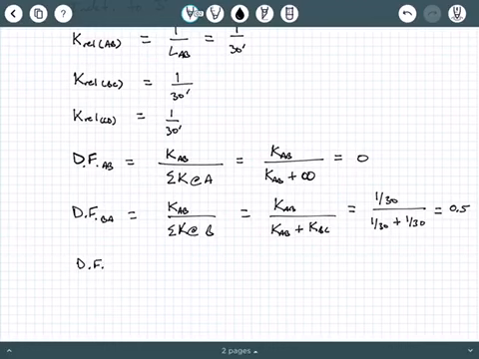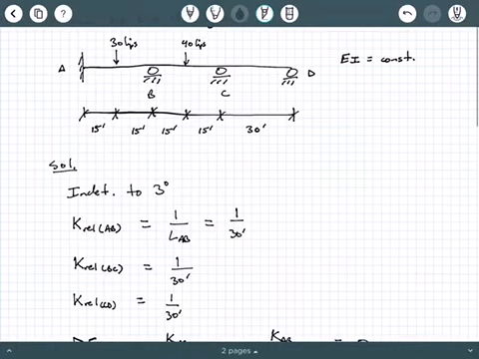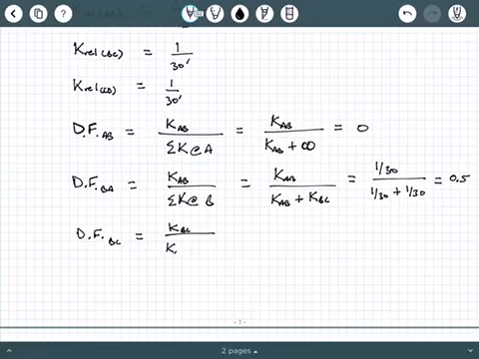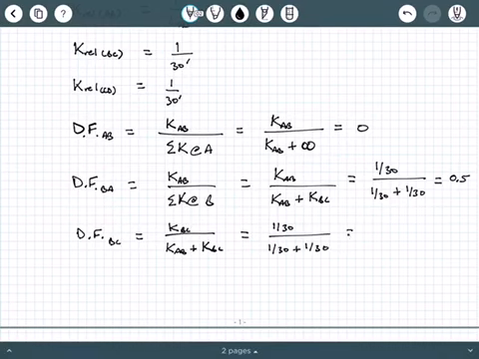And then we're going to have a distribution factor BC. So we're in span BC now, but we're relative to B. So we're infinitesimally to the right of B now. That's one way to think about it. So we would say KBC divided by KAB plus KBC. So ask yourself again, what is connected at B? AB and BC. So when you crank this through, you again get 1 over 30 divided by 1 over 30 plus 1 over 30, and so I get 0.5 here.